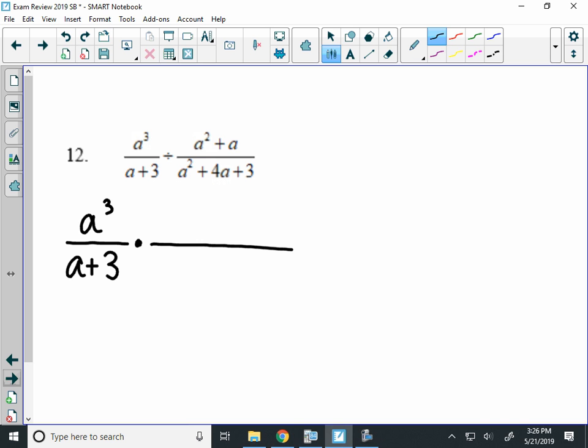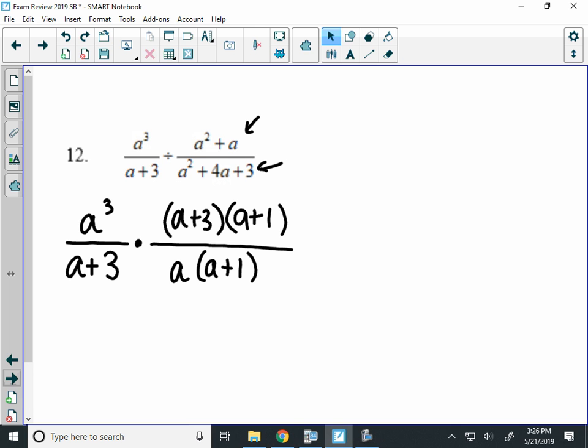Flip the second one. So the denominator here factors. I need 2 numbers that multiply to 3 and add to 4. That'll be 3 and 1: a plus 3, a plus 1. The numerator becomes the denominator, and an a pulls out, and you have a plus 1.